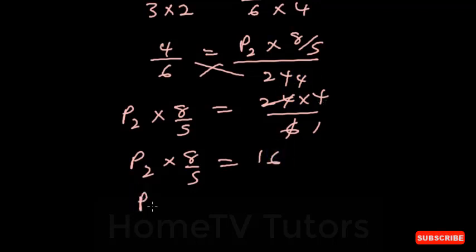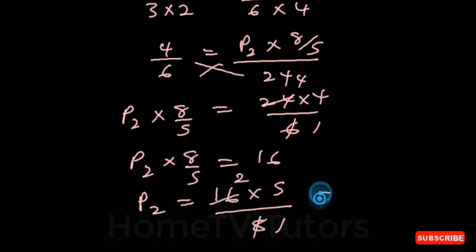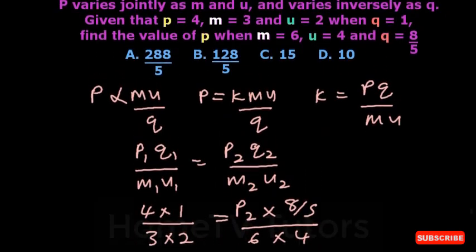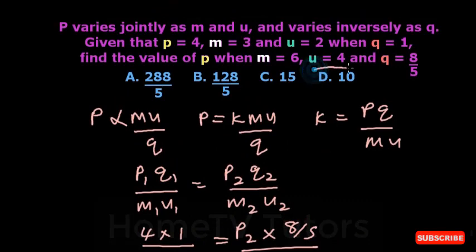So by the time we have P2, we take this to the other side, which will now become 16 times 5 to be divided by 8. 8 into 16, that's 2. 2 times 5 gives us 10. And I think that tallies with one of the given options. Option D is the right answer.